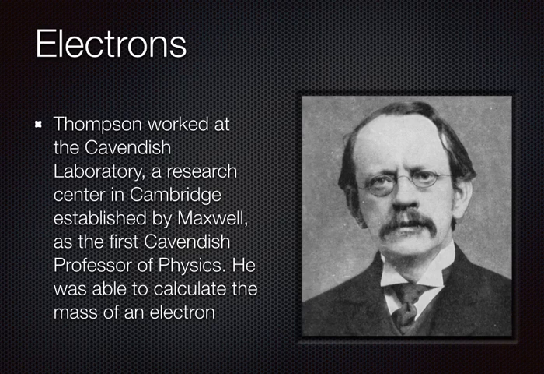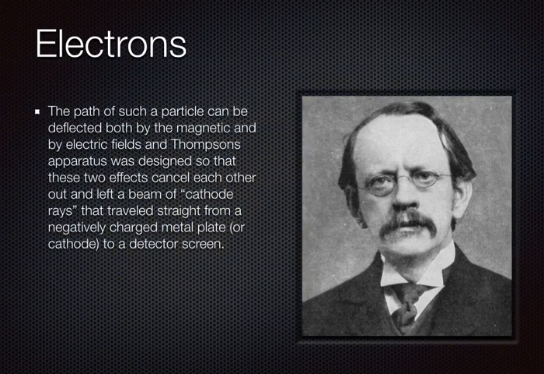He also established a research center in Cambridge, and it was established with Maxwell as well. And J.J. Thomson was the first Cavendish professor of physics, and he was able to calculate the mass of an electron. How did he do this? So the path of such a particle can be deflected both by magnetic and electric fields, and Thomson's apparatus was designed so that these two effects cancel each other out, and he left a beam of cathode rays that traveled straight from a negatively charged metal plate.